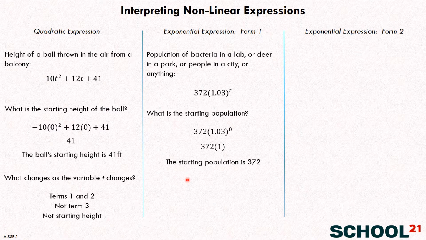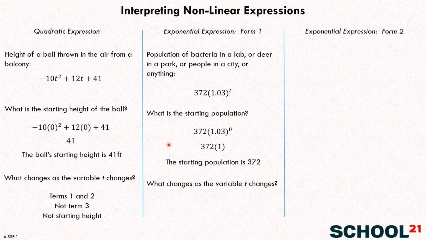372, right? So in any exponential expression like this, the number that's out here in front of the parentheses is the starting population, right? Okay, so that makes it really easy. Kind of like with quadratics, you can just look at that third term and know it's the starting height. This is the starting population.